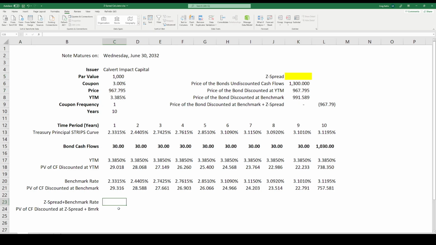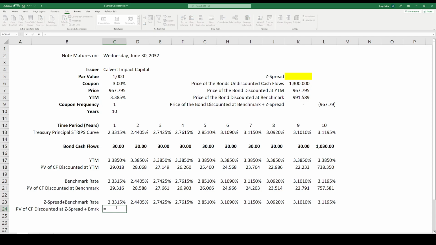So what we're going to do to build this is take the Treasury principal strips curve, and add on the z-spread. So this is in K5, and we're going to make that K5 an absolute value, and we're just going to drag this across.